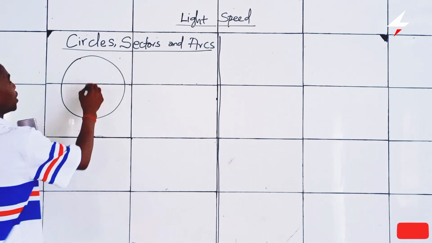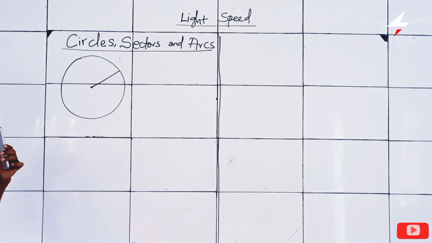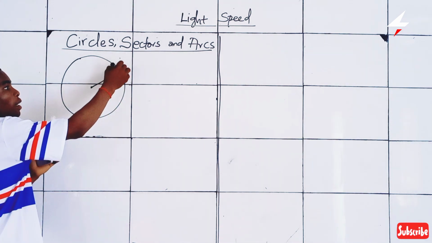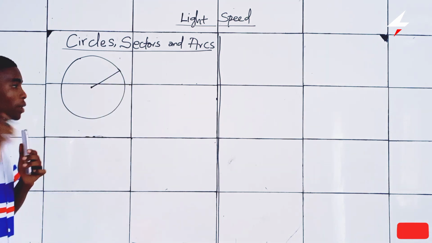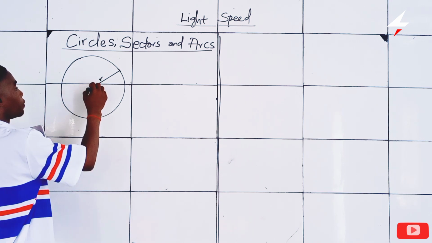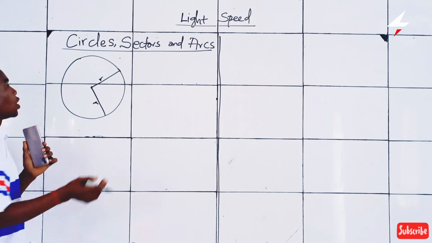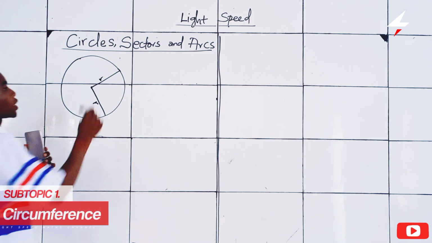The line from the middle of the circle, that's the middle point, to the arc or outside, is the radius. We call it the radius. If we have two of them, this part is also the radius. Understand? So right now, let's learn circumference.